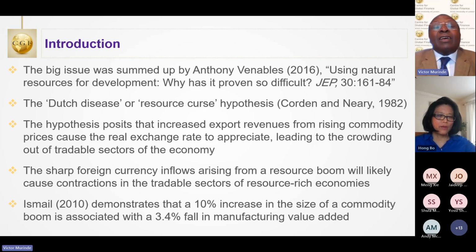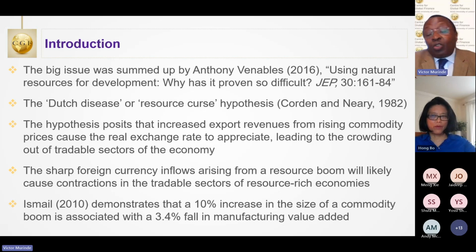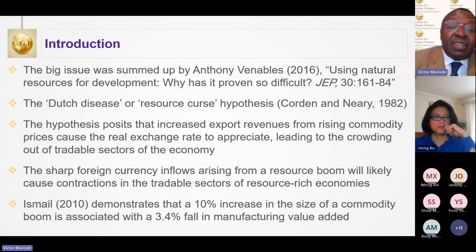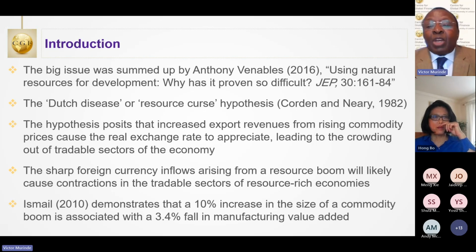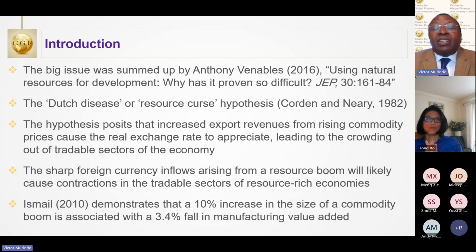asking a question that had been running in the literature, but since 2016, it has been addressed in many ways. I say it's been running in the literature because the clear statement, and especially the theory, goes back to the work of Corden and Neary in the Economic Journal in 1982, where they refer to the Dutch disease or the resource curse hypothesis.